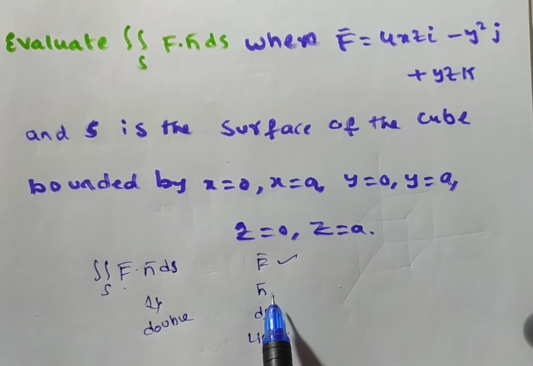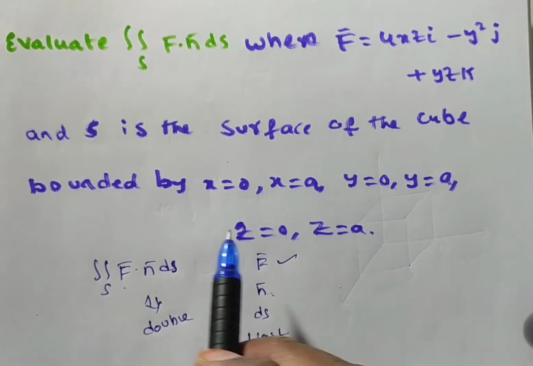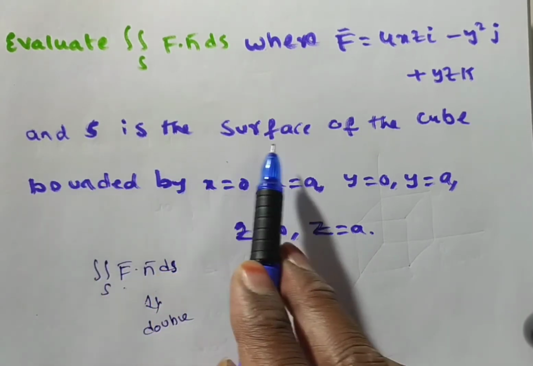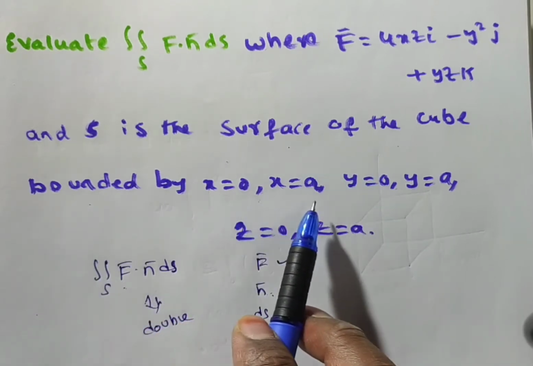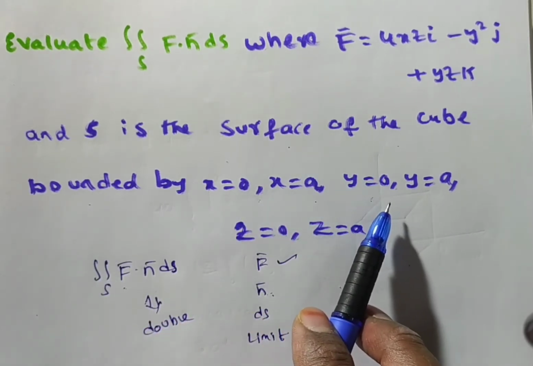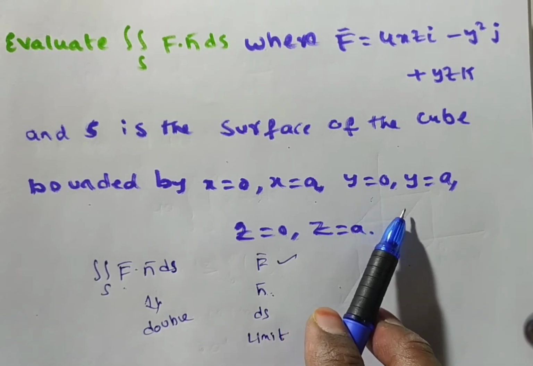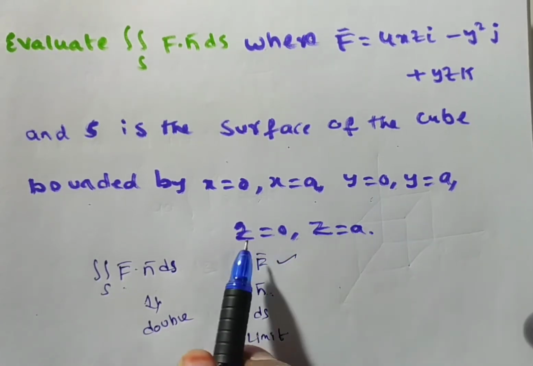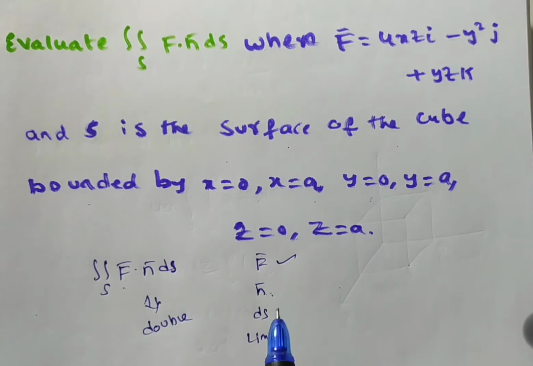The unit normal vector, from the surface, we need to find out. Here you see the surface: they gave the surface of the cube bounded by x equal to 0, x equal to a, y equal to 0 and y equal to a. So this is the surface given here, and z equal to 0, z equal to a. So the cube is given, and from this cube we need to find the normal to the surface.